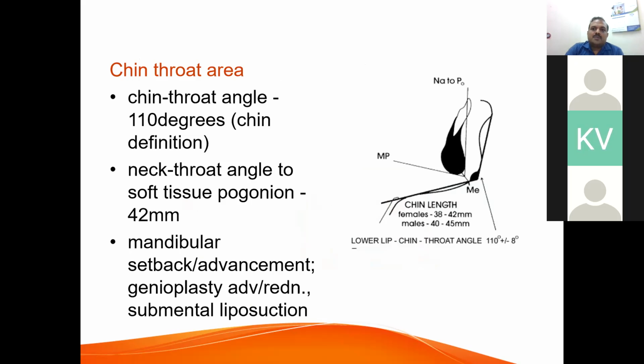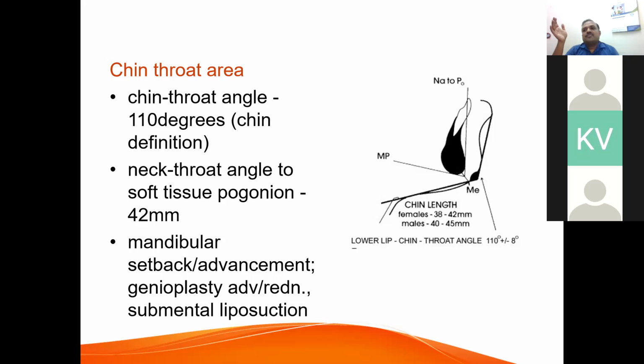The angle formed between the lower lip, the menton, and the chin throat area. This angle is an obtuse angle, 110 degrees. It's the chin throat angle. And the distance from the chin throat angle to the soft tissue pogonion should be approximately 42 millimeters.